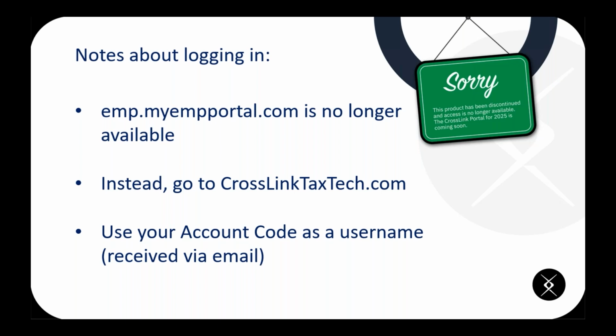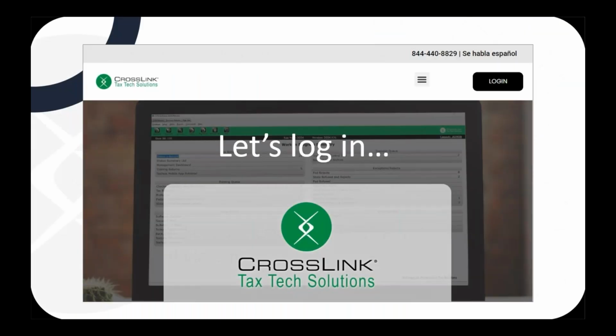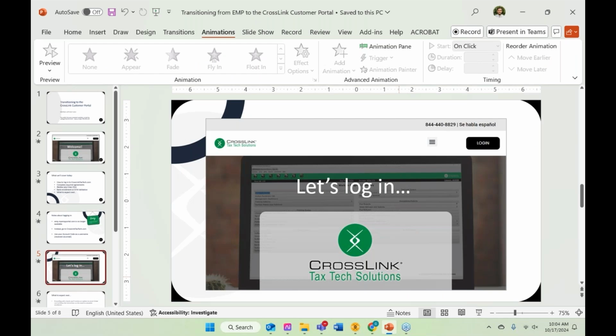And this piece of information, this account code, you typically receive via email. As a matter of fact, I believe all of you should have received it at this point, this email from your CrossLink Tax Tech account manager. That includes your account code, usually a combination of your last and first name, and also a link to log in to CrossLink Tax Tech and establish your password and things like that. So let's get right to it. Let's try logging in to the portal.